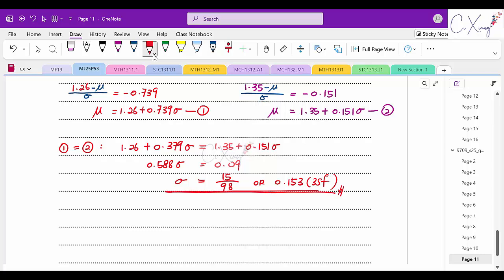Then don't forget to find out the mean. Okay, to find the mean, I just need to substitute my sigma into the mean equation. It can be equation number 1, it can be equation number 2. But just for your information, when I want to find the mean, the value of the sigma that I use must always be the original data, which is the long value or the original fraction. So I'm using 15 over 98 here. Okay, then simplify the answer. By right, the mean should be 1.37 correct to 3 significant figures.